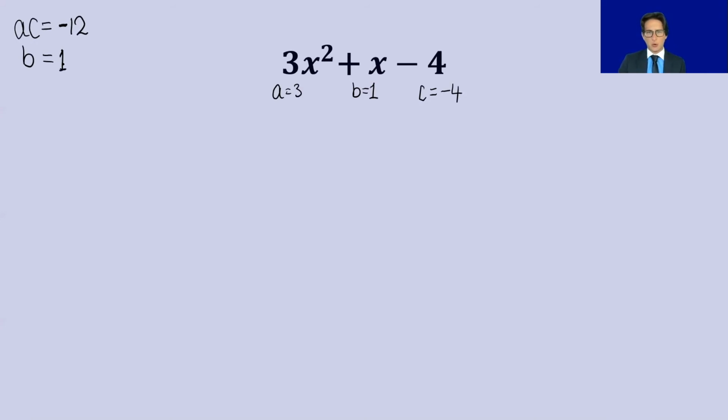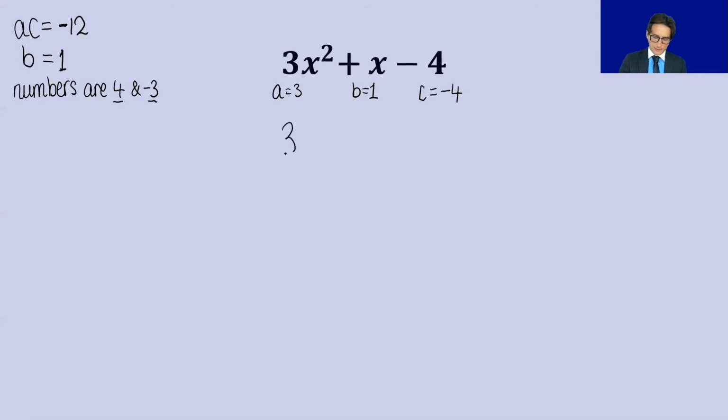So it needs to be more positive than it is negative, so that when I add it, it's positive. So the numbers are going to involve 3 and 4, and the bigger number is going to be positive. So the numbers are 4 and minus 3. They times to make minus 12, but add to make positive 1, because I've picked the bigger one as positive.